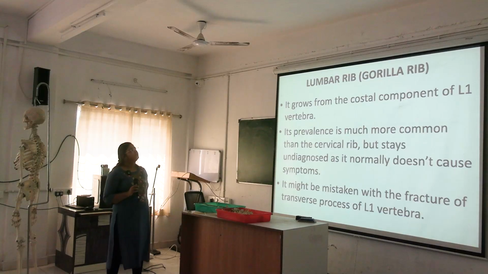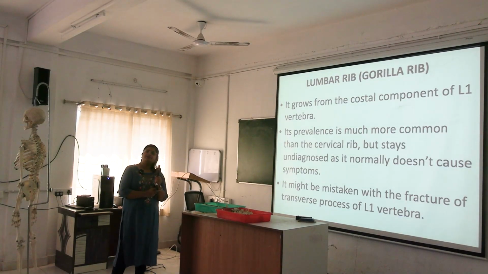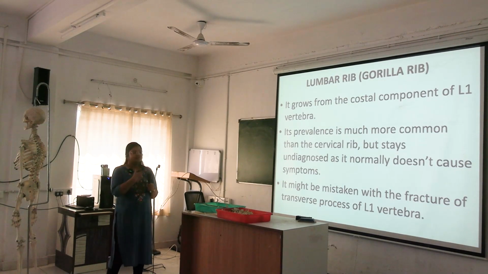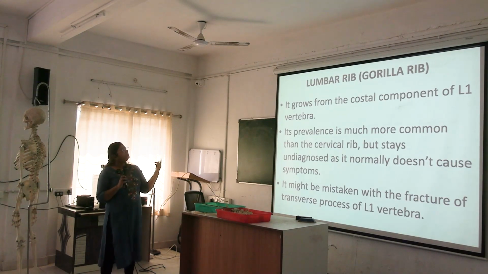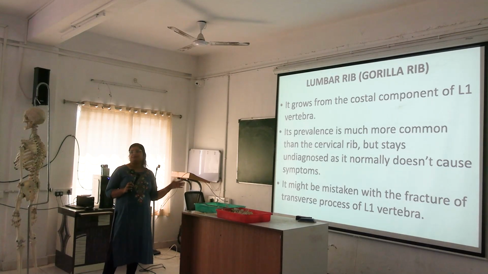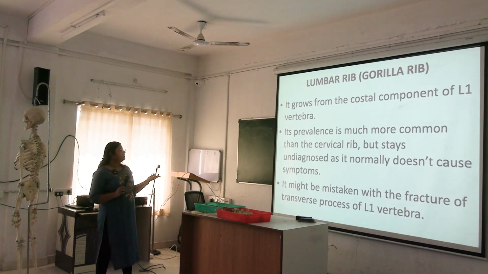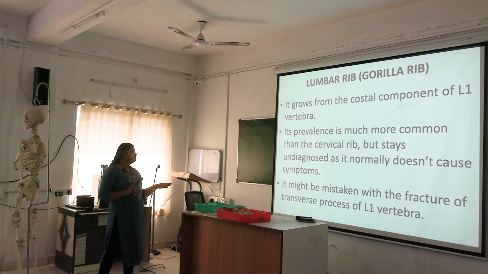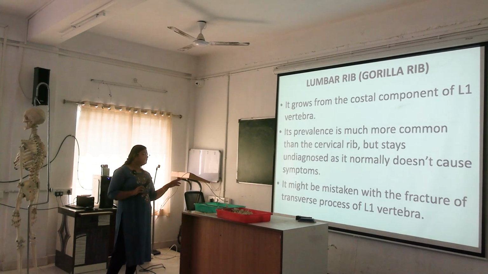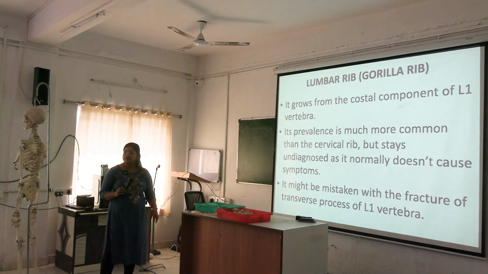Next is lumbar rib or gorilla rib. Cervical rib more commonly comes in your theory. Okay, this is also one aspect. It grows from the costal component of the L1 vertebra. Its prevalence is much more common than the cervical rib, but it stays undiagnosed. This does not produce symptoms, that's why it is not asked. So it stays undiagnosed and normally does not cause any symptoms. It might be mistaken for a fracture of the transverse process of the L1 vertebra. So it arises from the L1 vertebra.